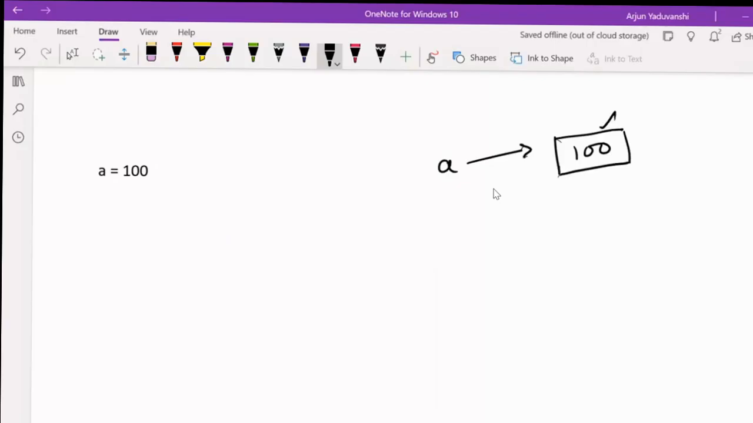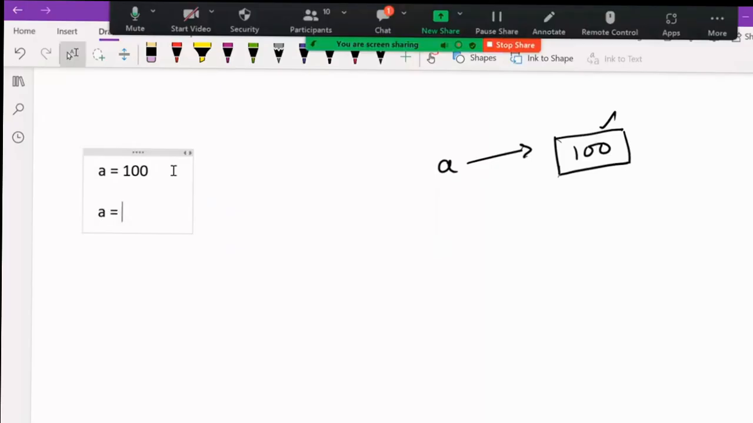Now what happens during the execution time? That is, when the program is executing. During the execution, we can change the data type. That is, we can change A to, like, Apple. We will change it to Apple over here.